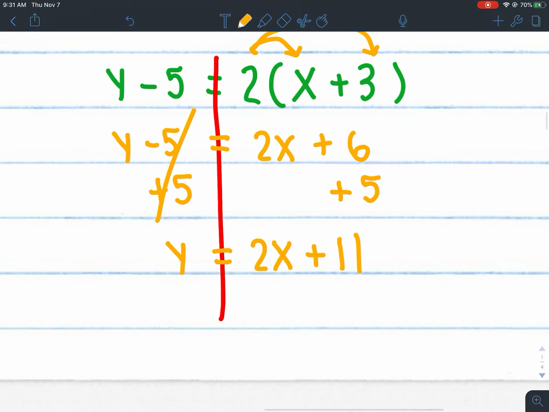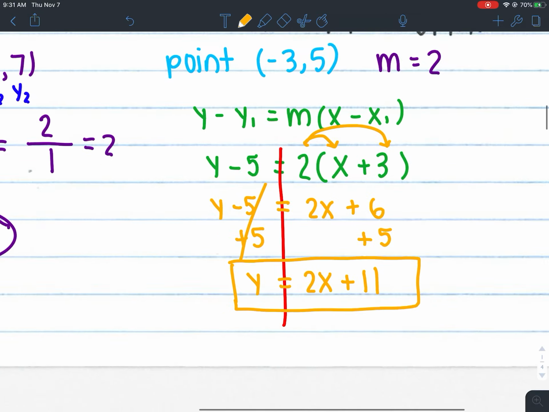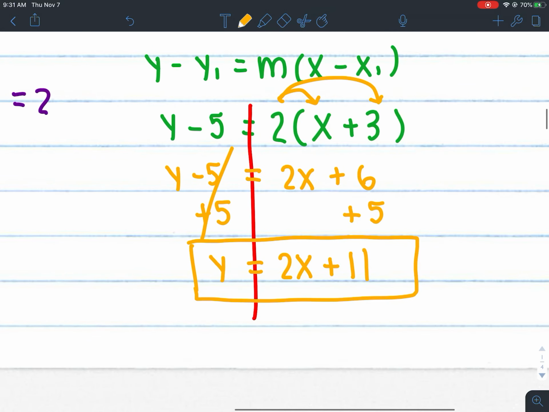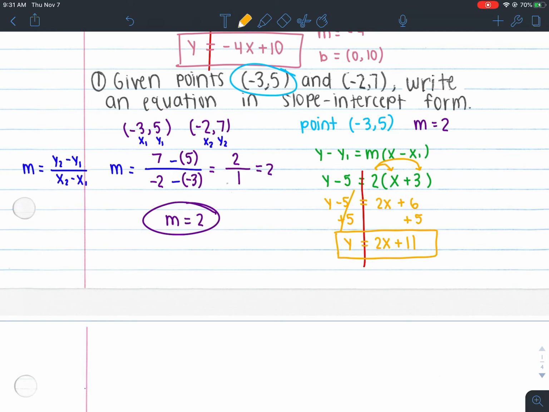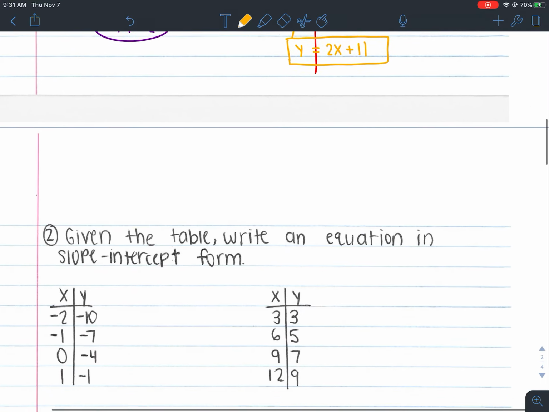Okay, now do I have slope-intercept form? Yes. Remember, slope-intercept form is y equals mx plus b. There's a slope and an intercept. All right. And I don't have to identify the slope in the y-intercept here, but the slope would be 2, and the y-intercept would be 0, +11.